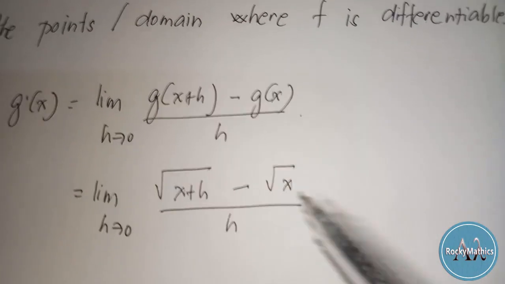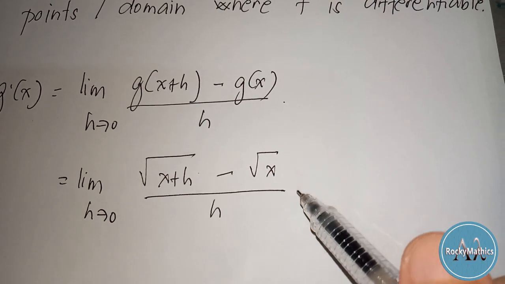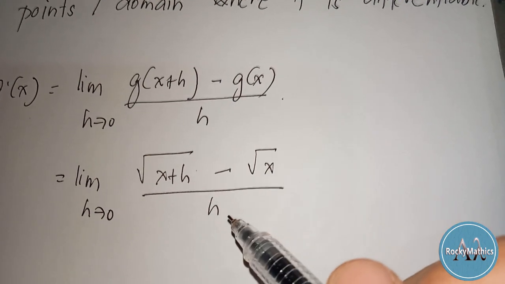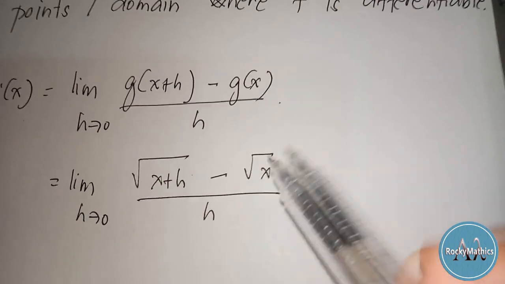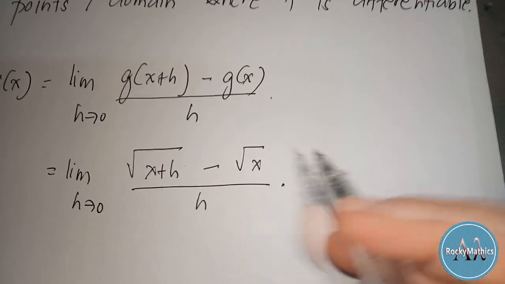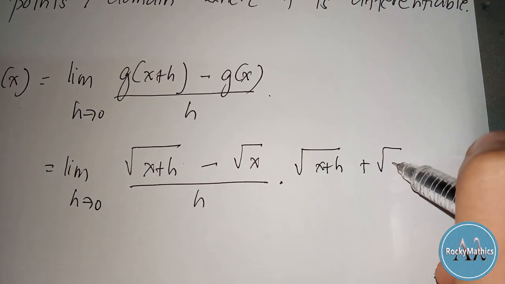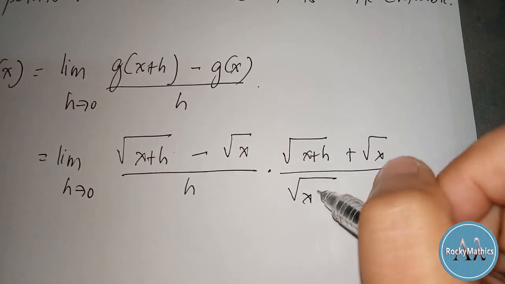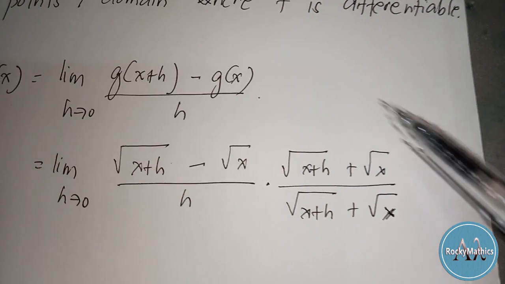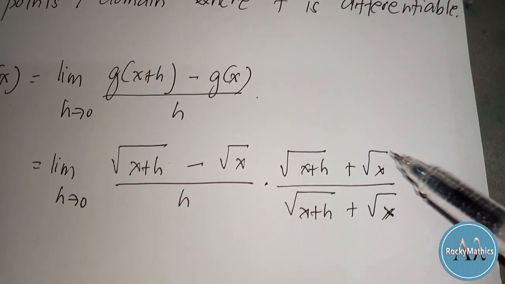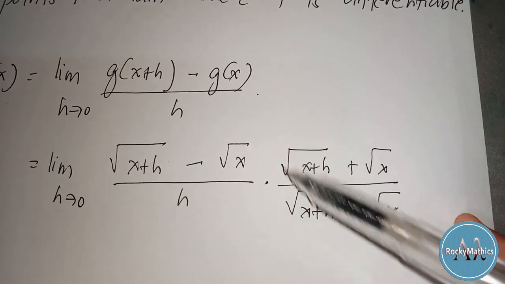Now to get the limit of this expression, we need to multiply this whole expression by the conjugate of the numerator, which is equal to 1. So if this is minus, we need to multiply by square root of x plus h plus square root of x over square root of x plus h plus square root of x. This is how we simplify this expression, by multiplying by the conjugate of the numerator, which is equal to 1.